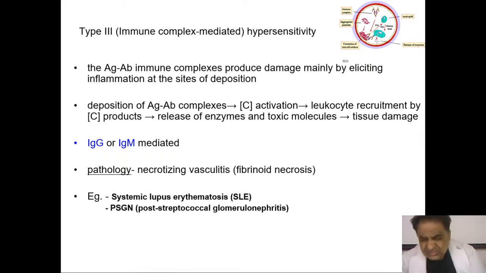Again, this is under the aegis of pathology, and it will be taught to you in those classes. SLE and PSGN, post-streptococcal glomerulonephritis, are examples of this. PSGN we'll discuss in microbiology with streptococcus.